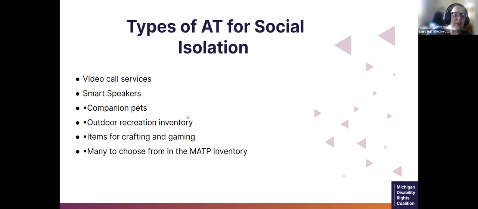Okay, so some of the things that we're going to talk about today are ways to connect via video call services. We're going to talk about smart speakers, companion pets. We're going to talk a little bit about our outdoor recreation inventory, some items that we have for crafting and gaming. And this is only touching on what we have available in our inventory. So we're hoping to give you a good overview of things that we have for social isolation today.